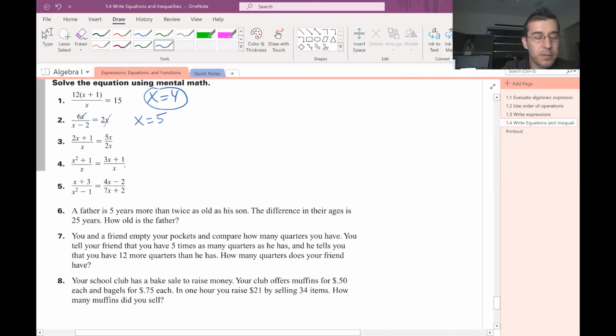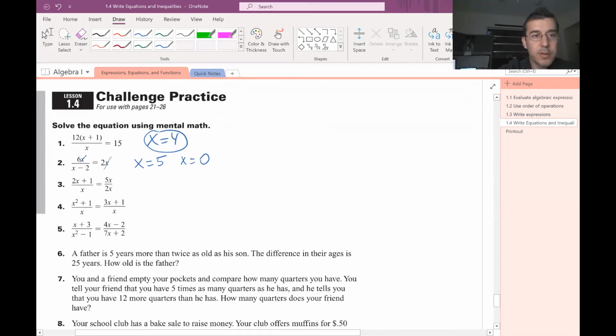You always have to check 0 as well. Since we don't divide by 0, you cannot divide by 0. Since if we get 0 here, 0 minus 2 is minus 2. So that's good. We don't end up with over 0, sorry. So if x is 0, we end up with 0 here. We end up with 0 here, and we know that 0 over any number is 0. So 0 equals 0, it is correct. So x is 5, but also x is 0 is also a solution to this one. Okay. Again, these are challenge practice problems, and this is high level.